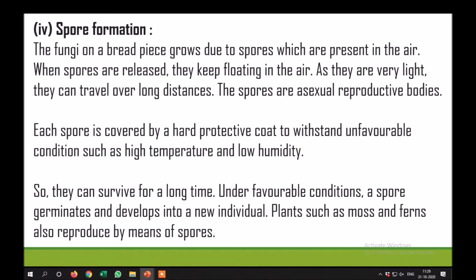Each spore is covered by a hard protective coat to withstand unfavorable conditions such as high temperature and low humidity, so they can survive for a long time. Under favorable conditions, a spore germinates and develops into a new individual. Plants such as moss and fern also reproduce by means of spores.